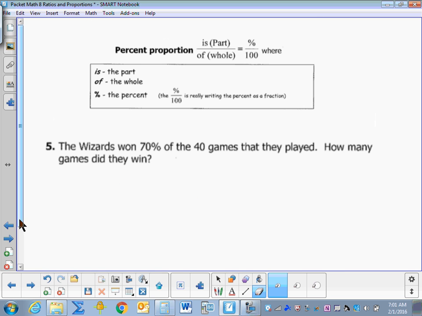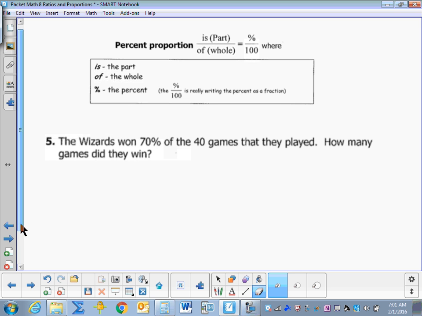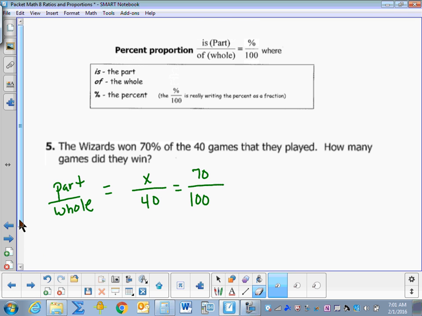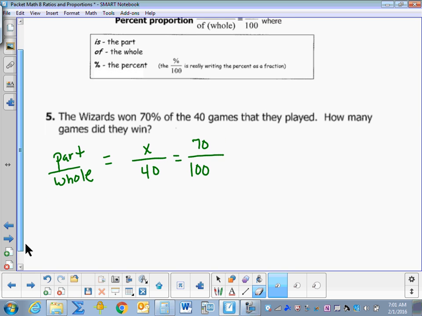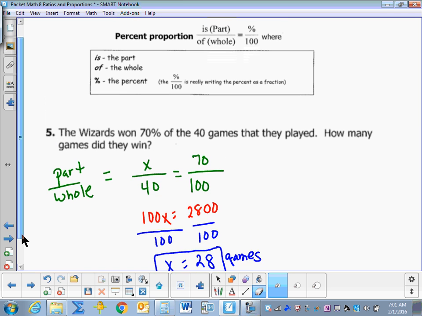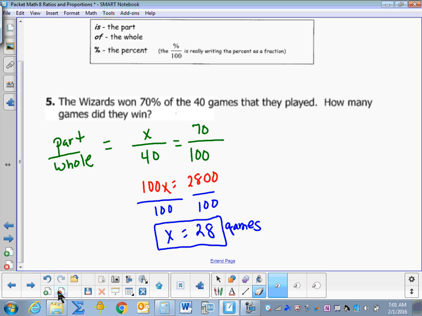Number 5, the Wizards won 70% of the 40 games that they played. How many games did they win? They won 70% of the 40 games that they played. So go ahead and set up your percent proportion. And here's your percent proportion. And then go ahead and solve. They won 28 games.